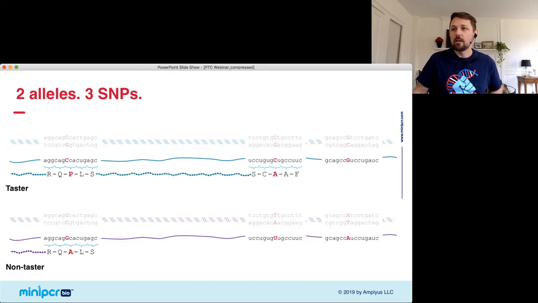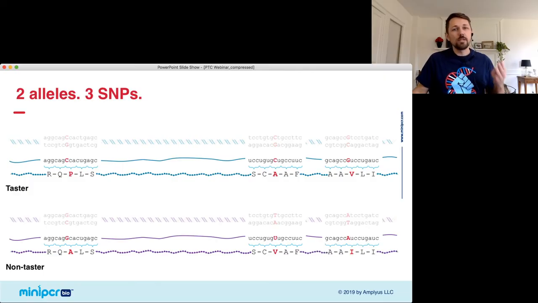We go along up here, serine, cysteine, alanine. On the bottom, serine, cysteine, valine. Again, in the taster allele, alanine, alanine, valine, and in the non-taster allele, alanine, alanine, isoleucine. So those three SNPs result in 3 amino acid changes in the protein.